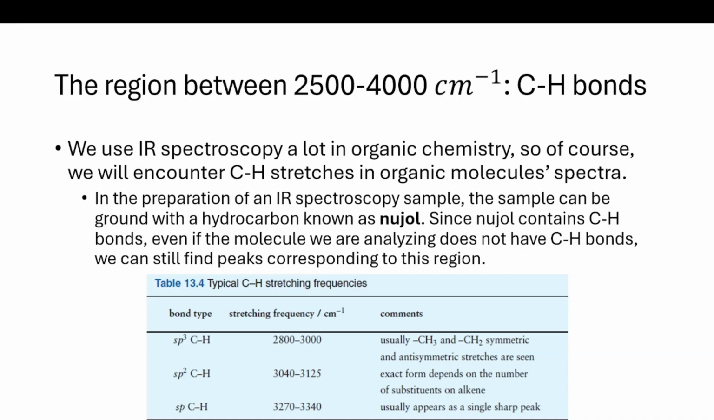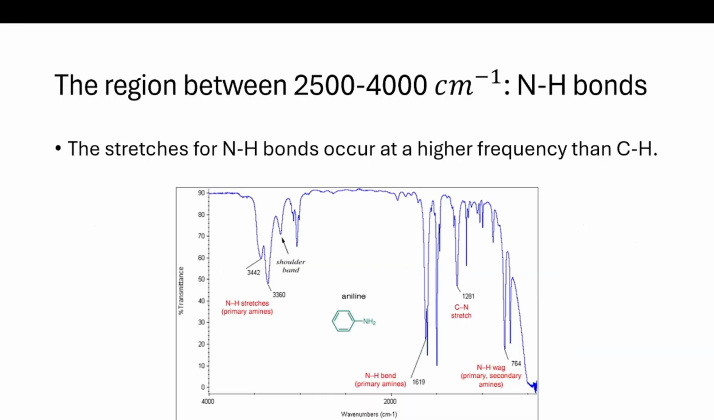And Nujol is essentially a hydrocarbon oil. And so we are going to see carbon-hydrogen stretching in our IR spectrum, even if the molecule itself doesn't contain any carbon-hydrogen bonds. That's just because Nujol is ground up along with that sample. So we're going to get to these stretches.